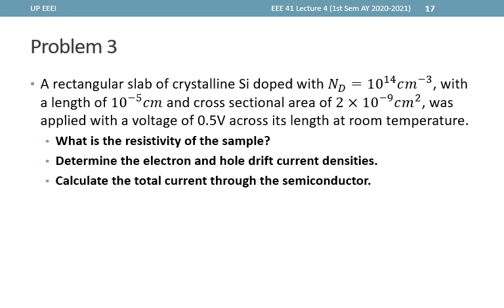For the third problem, we have a crystalline silicon. Given Nd is 10 raised to the 14. We are given the length already in centimeters and the cross-sectional area already in cm squared. Now, a voltage of 0.5 volts was applied across its length at room temperature. So note that we have a rectangular slab.